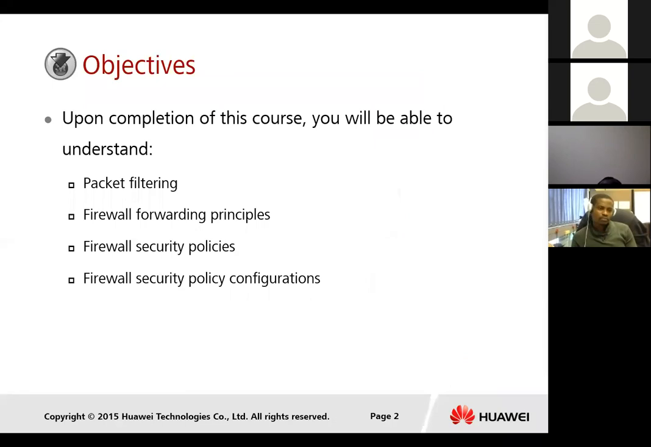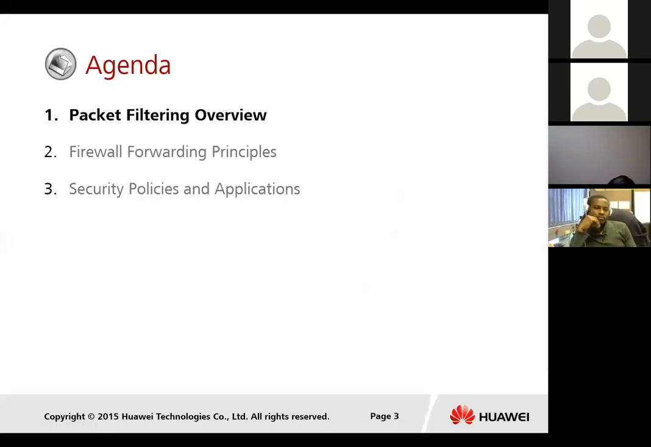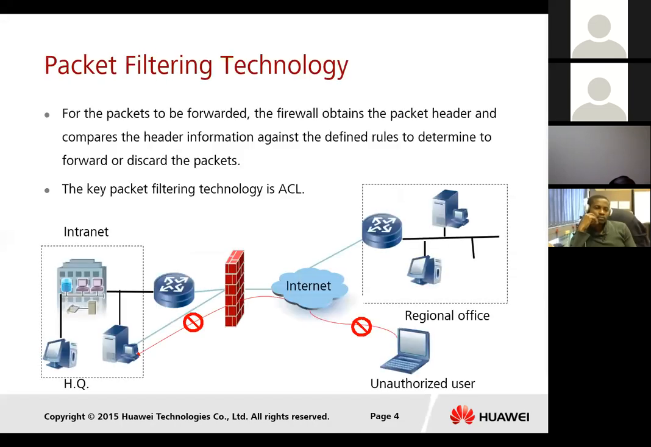So the objective over here is we first go for the packet filtering. How are we going to use a security policy to perform packet filtering? A forwarding principle, firewall security policy, and the policy configuration. So at the end, it will show you how to define the security policy configuration. First of all, under packet filtering overview, how do they perform the packet filtering? For the packet to be forwarded, the firewall obtains the packet headers and compares the header information against the defined rules to determine whether to forward or discard the packet.